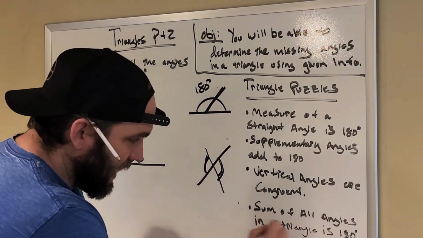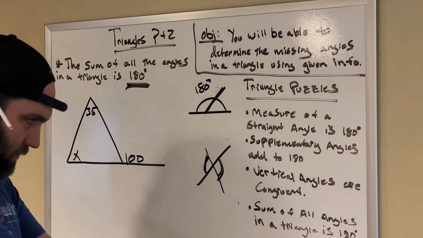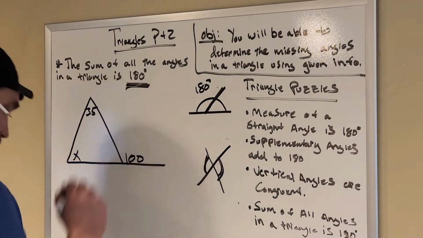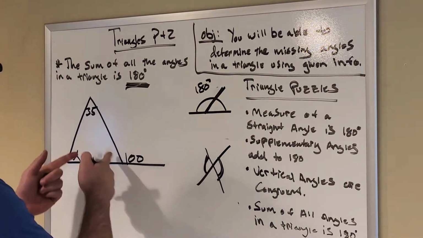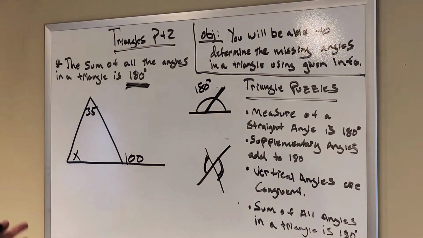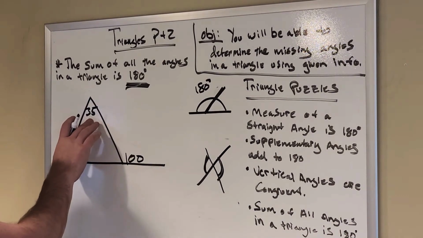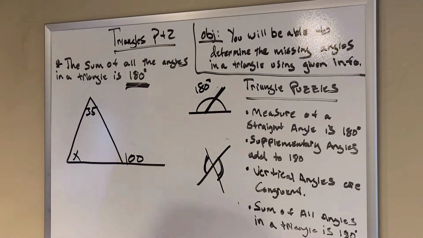And then the sum of all angles in a triangle is 180 degrees. And we know that, that's up here. We've talked about that a little bit. So we take a look at this triangle puzzle. And I say, where do I start here? How do I figure this out? I only have one angle, and then I have two blank angles.